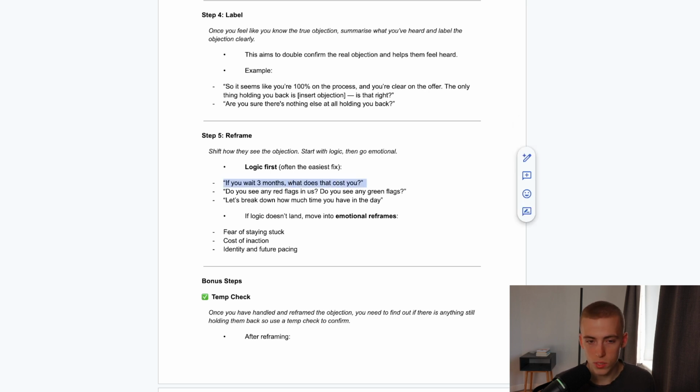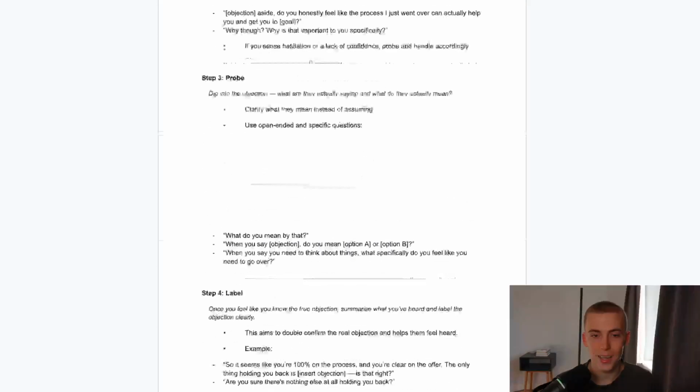If you wait 3 months, what does that cost you? Someone who's skeptical: do you see any red flags in us? Do you see any green flags in us? Let's break down how much time you have in the day. Like I said, if logic doesn't land, you're into emotional fear of staying stuck, cost of inaction, identity and future pacing. All right. So this is the 5-step process to handling objections.